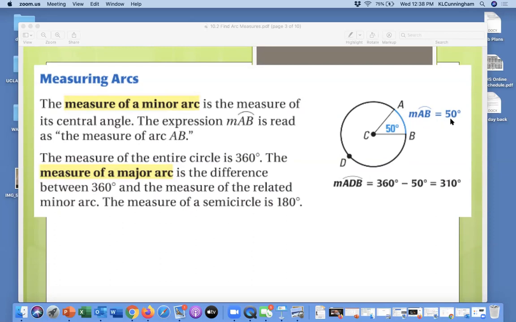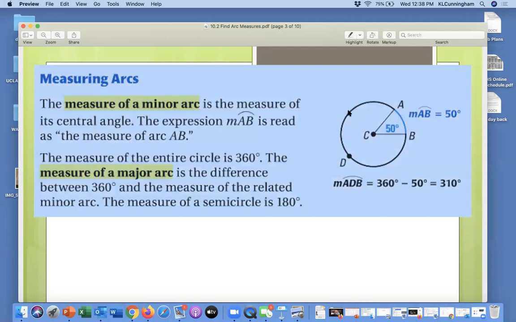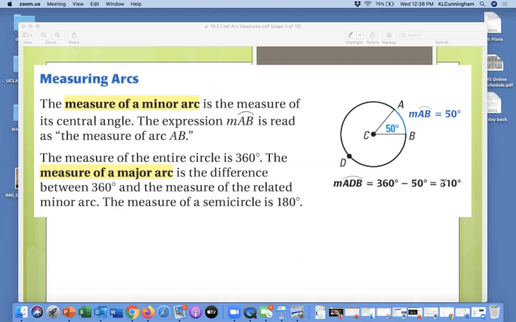That's enough information for me to find the major arc, arc ADB. We know a full circle is 360. So what they're doing down here is 360 minus 50, which gives me 310. So my major arc is 310. I'm drawing a little arrow here. Minor arc's 50, major arc is 310. 310 plus 50 is 360, a full circle.